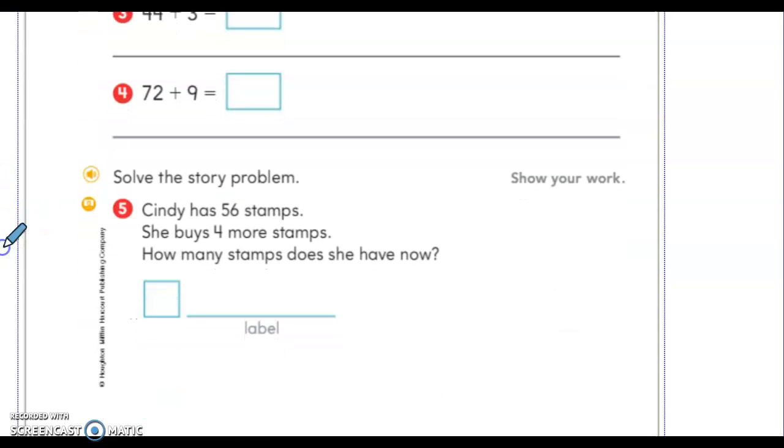And then we have a story problem here. So let's read it carefully and make sure we know what it says. Cindy has 56 stamps. She buys 4 more stamps. How many stamps does she have now? Okay, so it sounds like adding, right? Because she's buying more. So it'd be 56 plus 4. Don't forget to put the label.